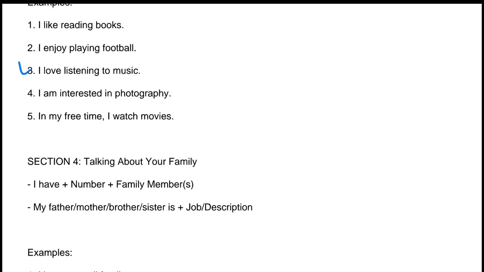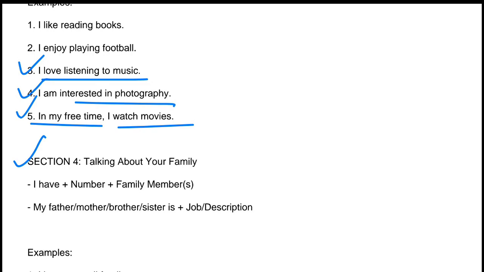The next thing is I love listening to music. For example, if you say she loves listening music, it is a wrong thing. Why? Because whenever you add the word listening, you must add the preposition to after the word listening. Clear? You will say I'm interested in photography. In my free time, I watch movies.